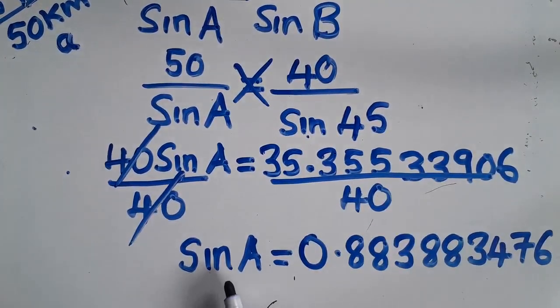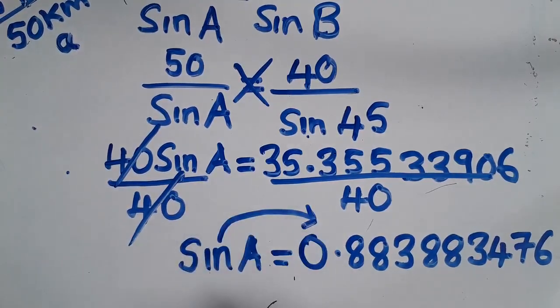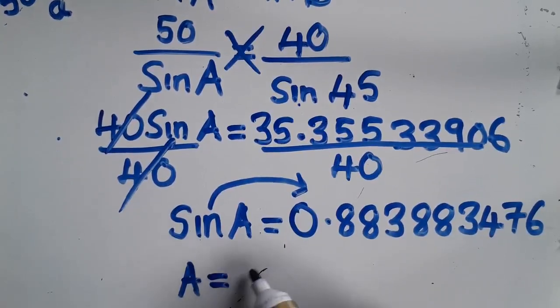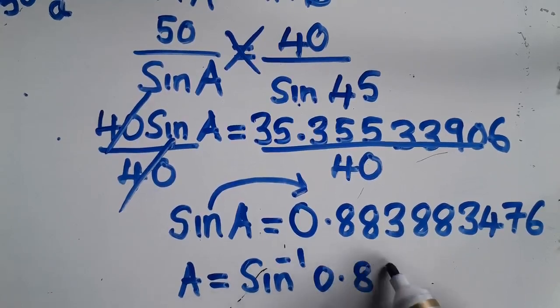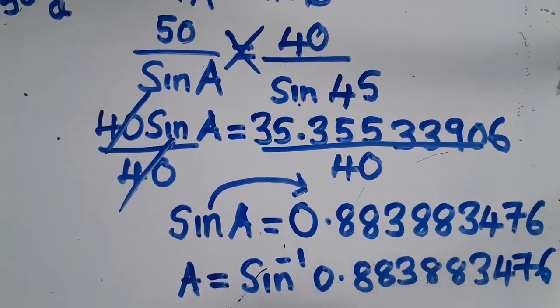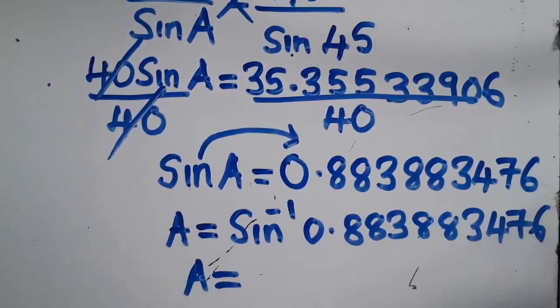Since you want to find angle A, the sine will go to the other side of the equation. When it goes to the other side of the equation, it becomes what? Inverse. So we want to find A, which is equal to sine inverse of 0.8883883476. So what is our answer in that case?